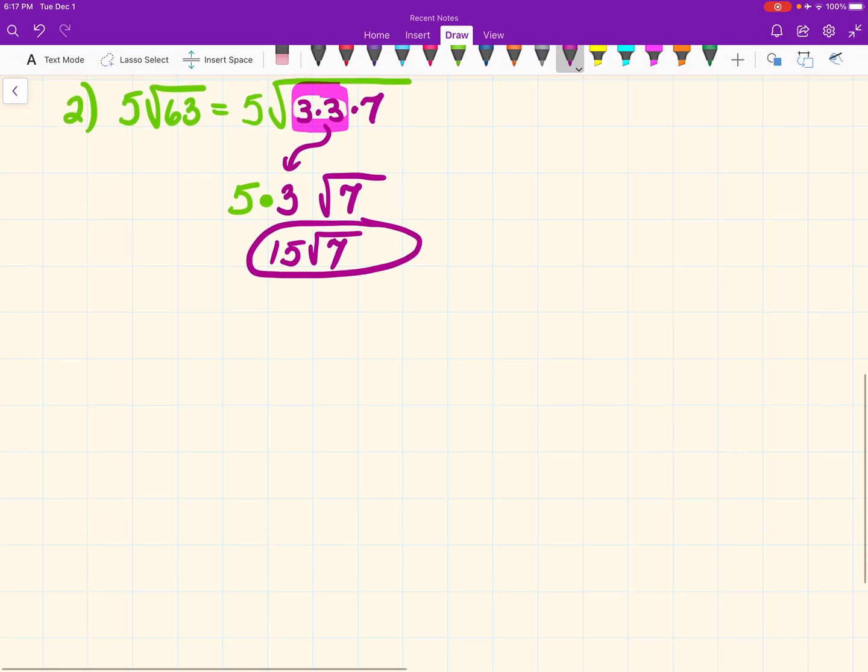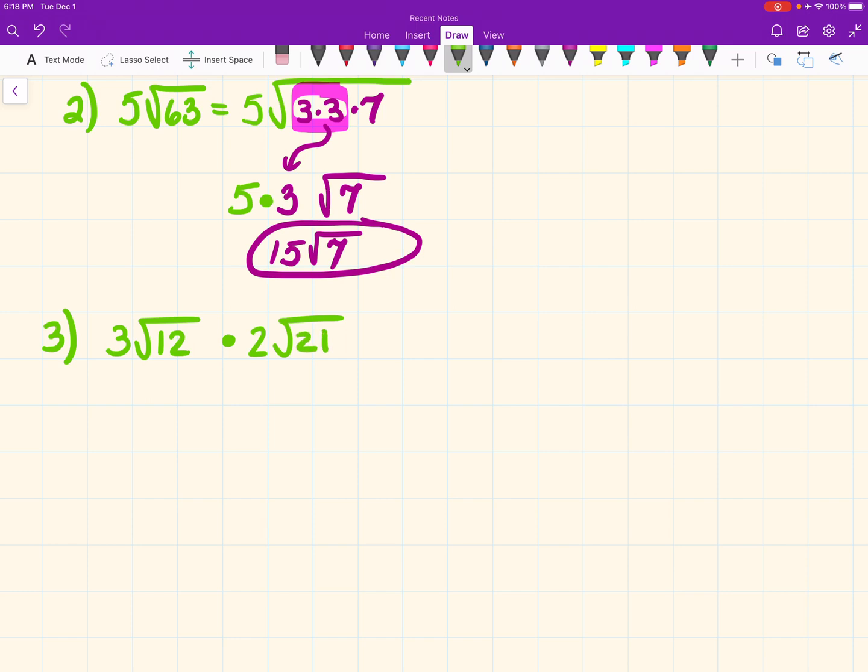Okay. All right, number 3 is 3 root 12 times 2 root 21. Now here's my trick when I do this. Whenever you're multiplying products like this, it's always the outside times the outside and inside times inside. So really what we're doing is we're regrouping. So the outside is 3 times 2. That's what's on the outside. And then we have the radicals.